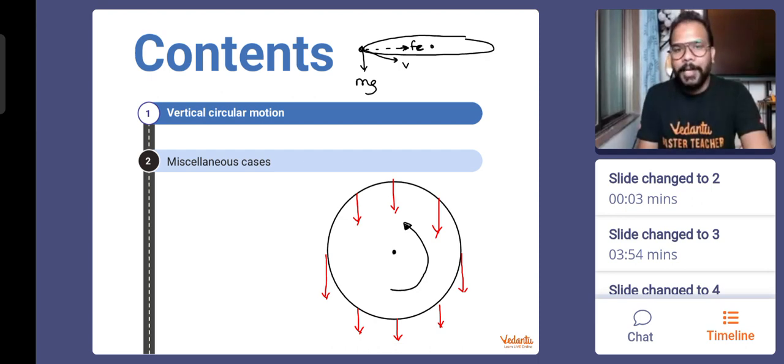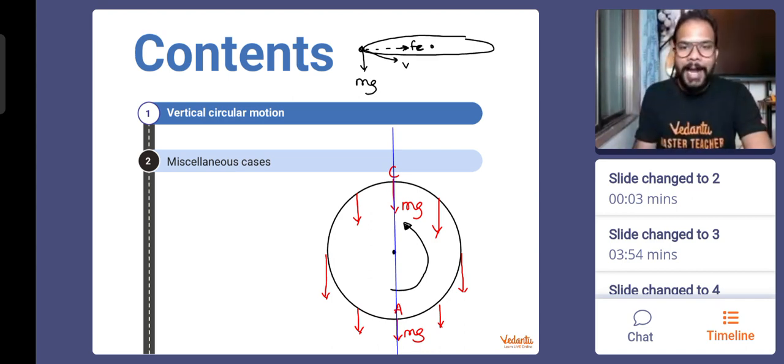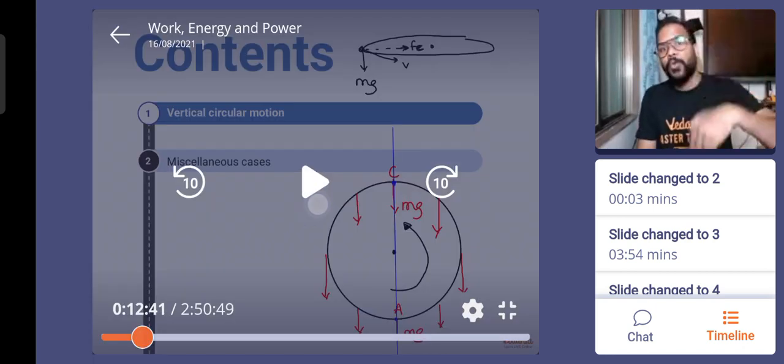That simply means that not every time is gravity acting towards the center or away from the center. There are only 2 points, A and C, where you can see that mg, the weight of the body, is acting along the radial direction. Right, everyone? This is your vertical line, and along this vertical line there are only 2 positions during the vertical circle where gravity is also in the radial direction. At C it is acting radially inward, at A it is acting radially outward.